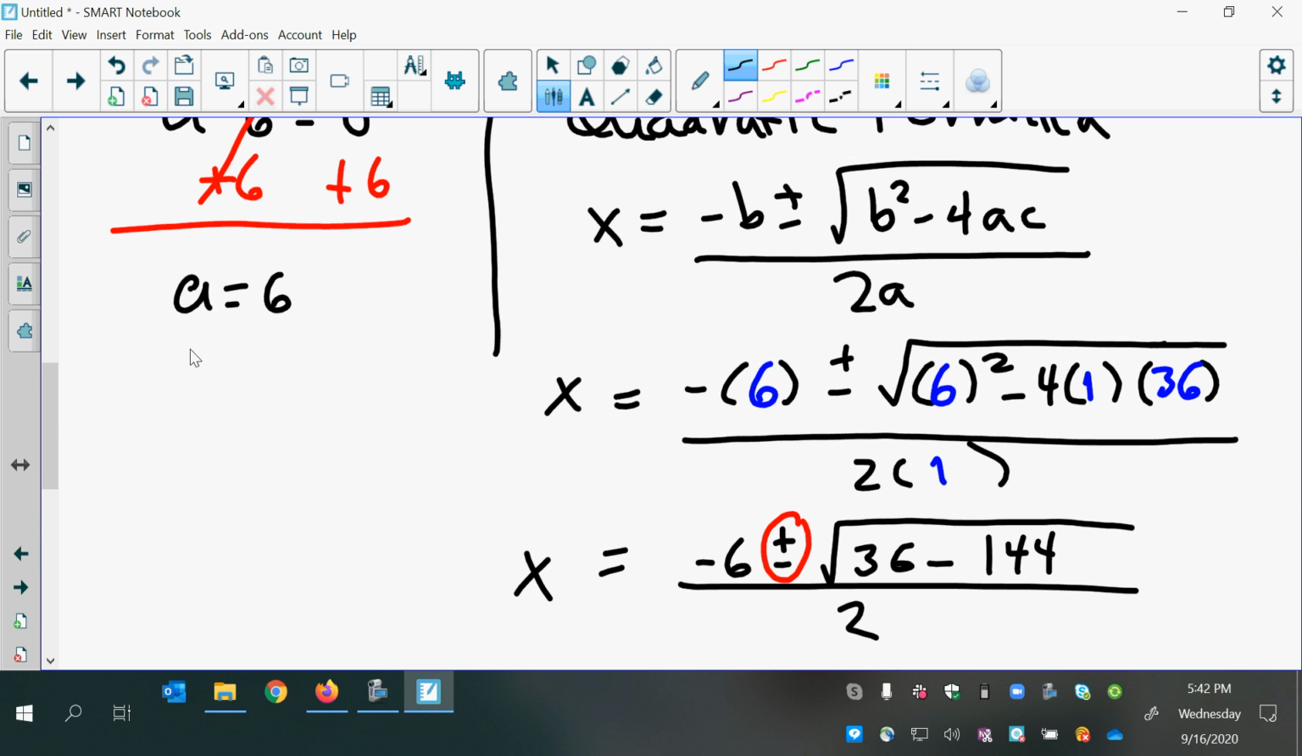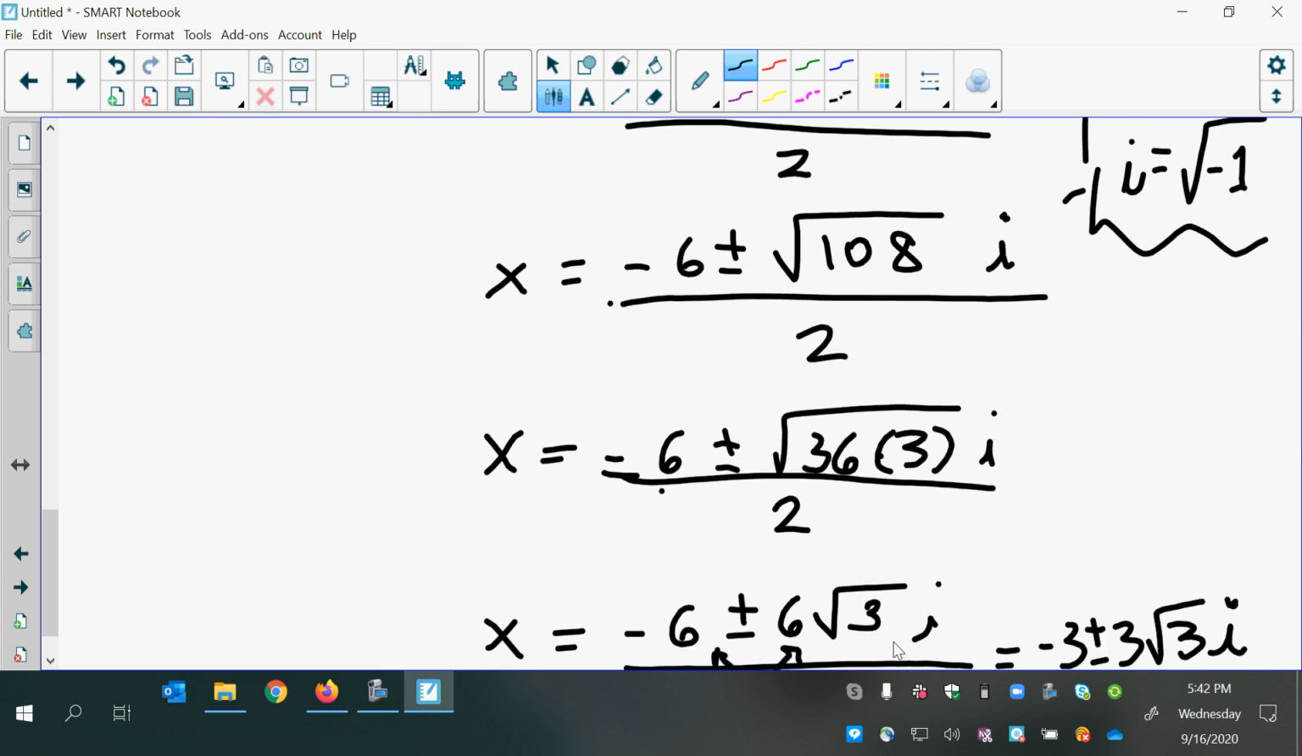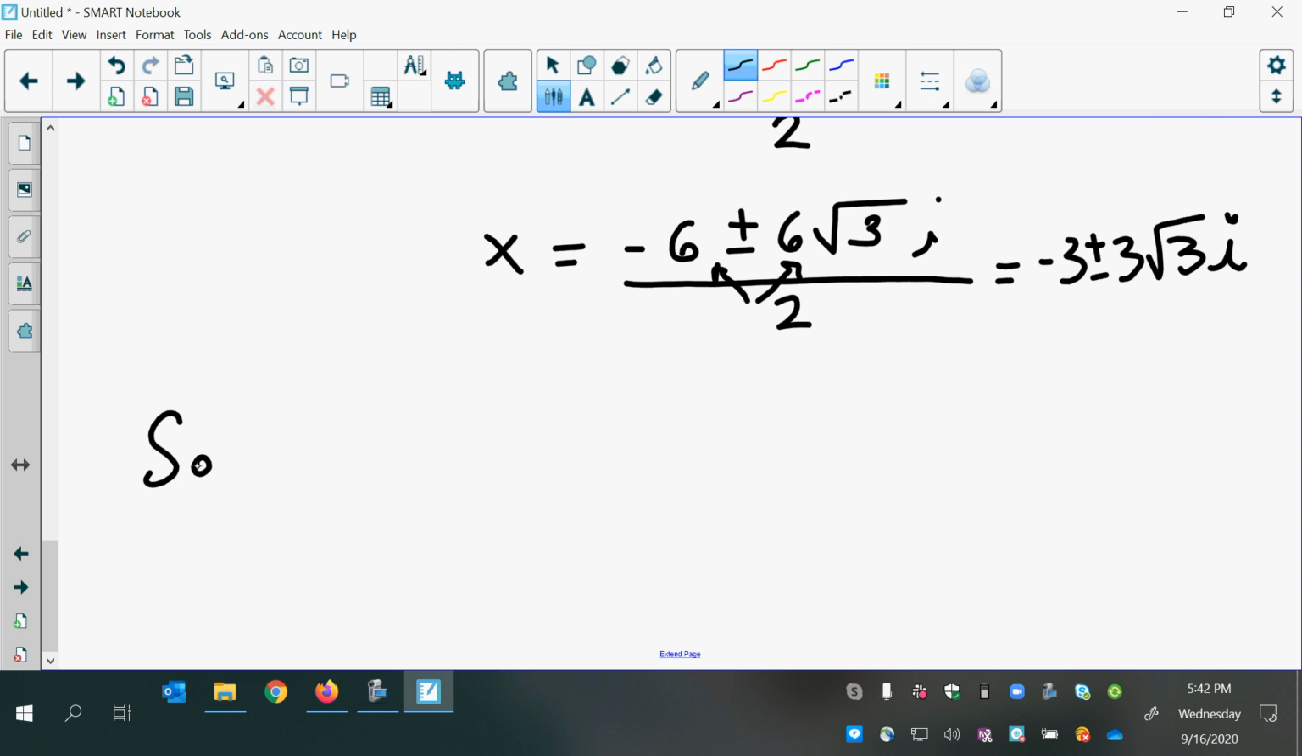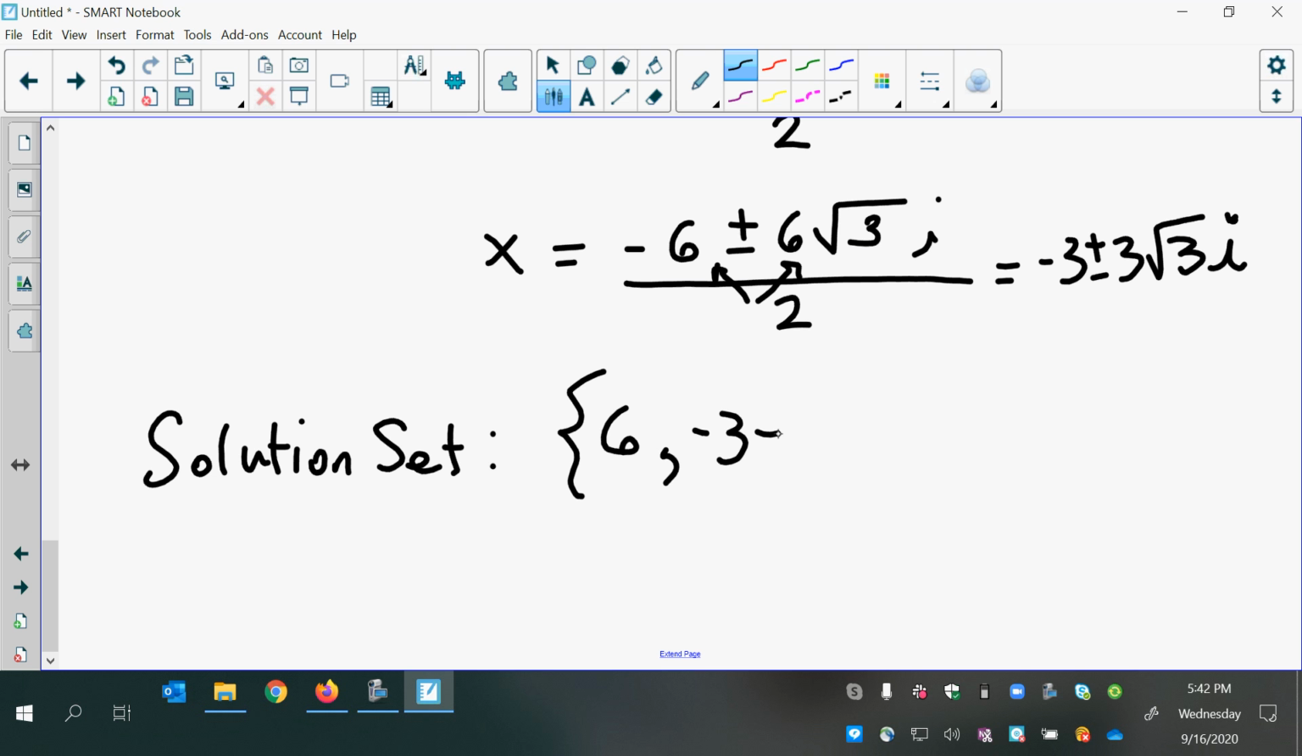So combining that with the 6 that we got earlier and these 2 answers, finally we come up with our solution set. So this was a bit of a bear of a problem. All very doable, you just have to have patience. So we got 6 as one answer, that's a real solution. Then we got 2 imaginary or complex imaginary solutions. It's -3 plus 3 square root of 3 i. Okay, so that was the one with the plus. And then -3 minus 3 square roots of 3i.